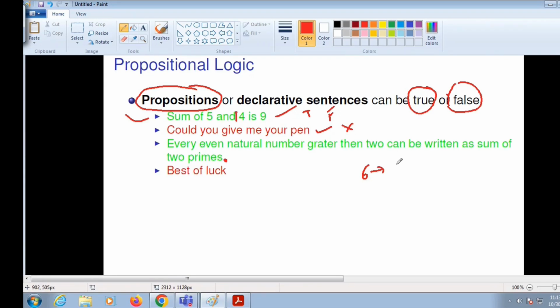5 and 1, 3 and 3. So every even natural number greater than 2 can be written as the sum of two prime numbers. This is a very famous thing. Do you know whether this statement is true or false?